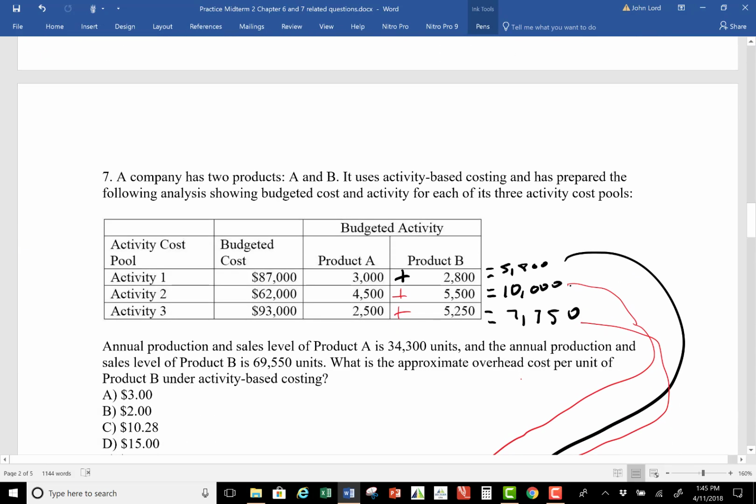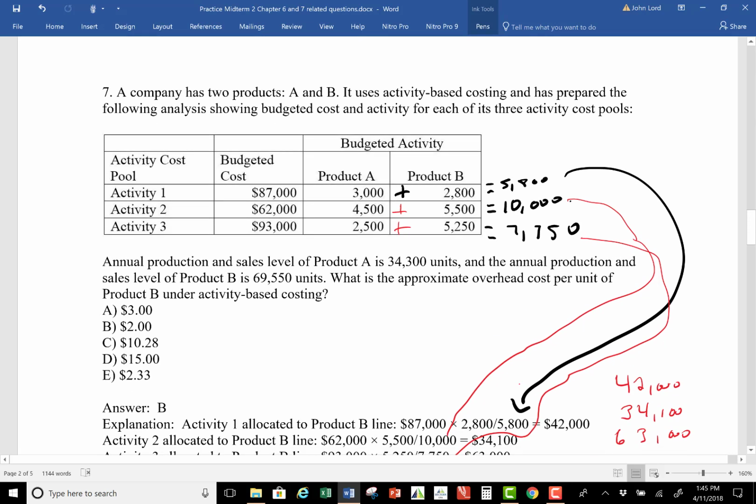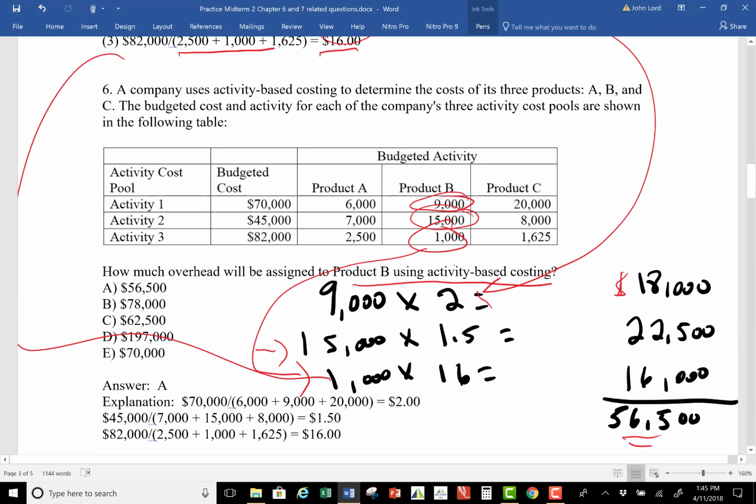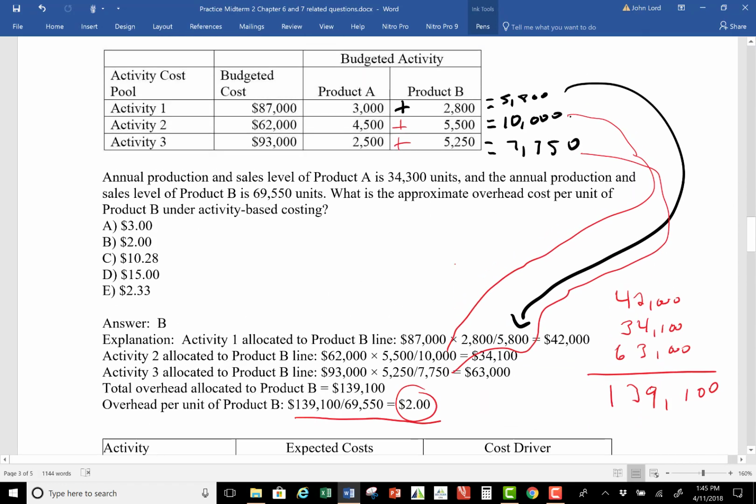Okay, good. Let's take a look at this one. This one is similar, with different numbers. There are 3 activities, and I guess they only have 2 products on this one. What this one asks is what is the per unit cost of product B.